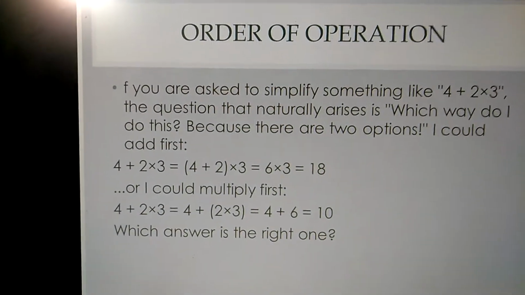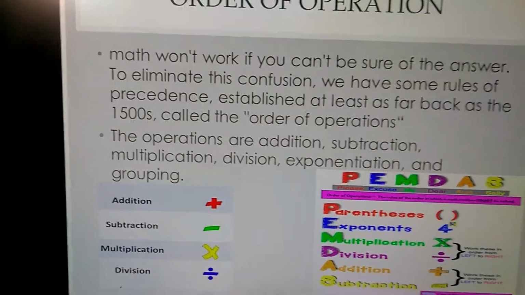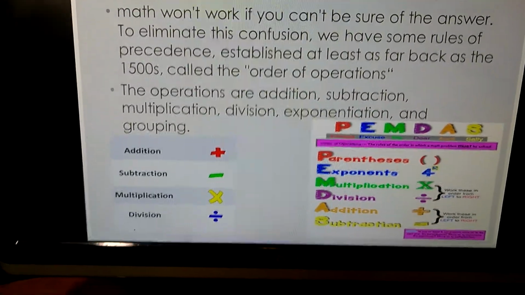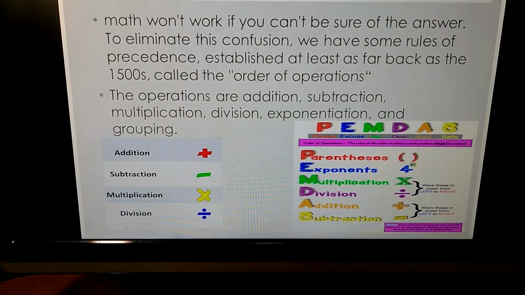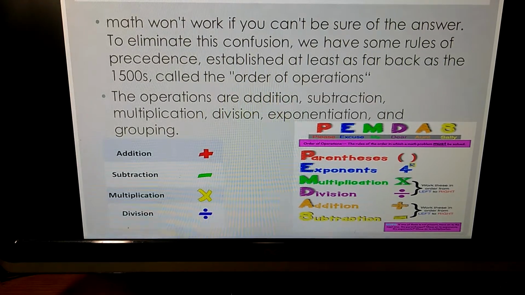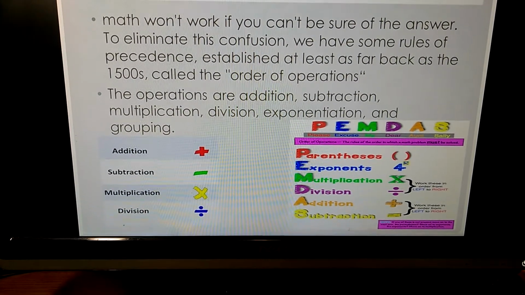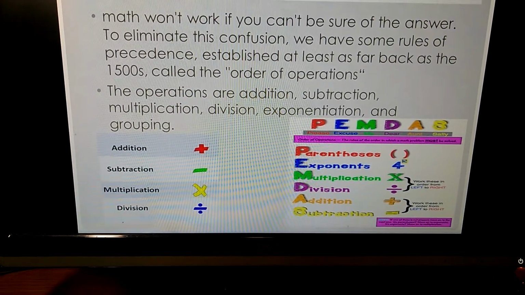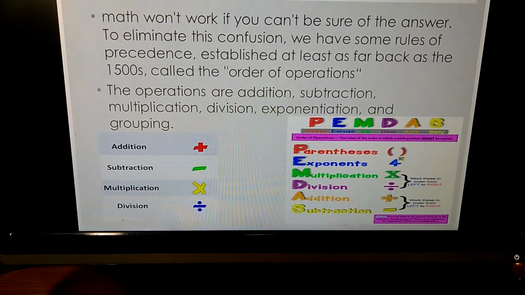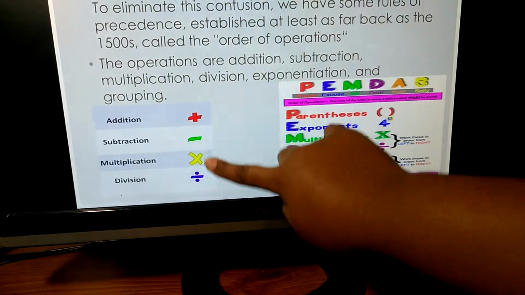So that's why it's important to make sure that you are following the steps that you need to, so that you can be successful in getting your answer. Math won't work if you can't be sure of the answer. To eliminate this confusion, we have some rules of precedence established at least as far back as the 1500s, called the order of operations. The operations are addition, subtraction, multiplication, division, exponents, and grouping.